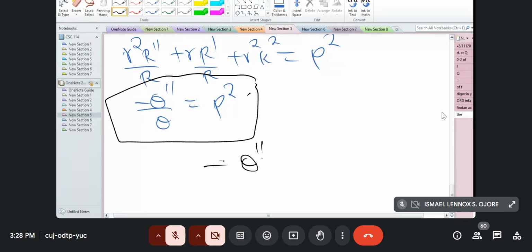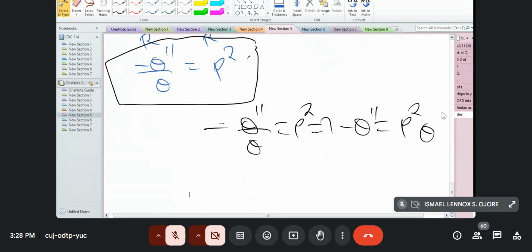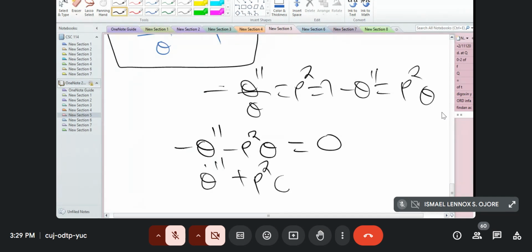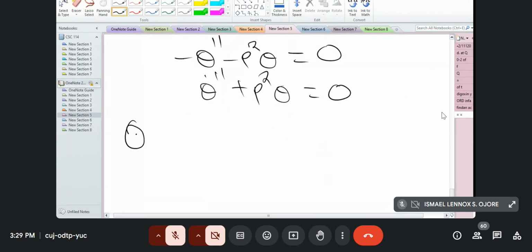Minus theta double prime over theta equals p squared. It's the same thing as minus theta double prime equals p squared theta. If we put everything on the same side, then we have minus theta double prime minus p squared theta equals 0, or theta double prime plus p squared theta equals 0. If you solve this differential equation, clearly you'll get complex roots. So what is theta in this case?